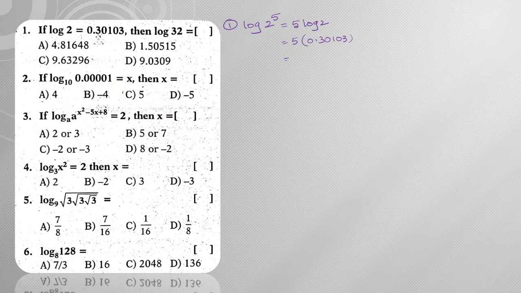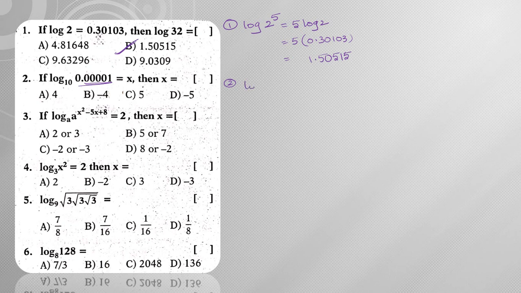So 5 into log 2, which is 0.30103. Now on multiplying this, 5 3s are 15, so 1 is carried, 5 zeros are 0, plus the carried 1 is 1. So 5 zeros are 0, 5 3s are 15. So we get 1.50515. Hence option B is my answer. So already we have covered this model. After the decimal point, how many decimal places are there? 1, 2, 3, 4, 5.